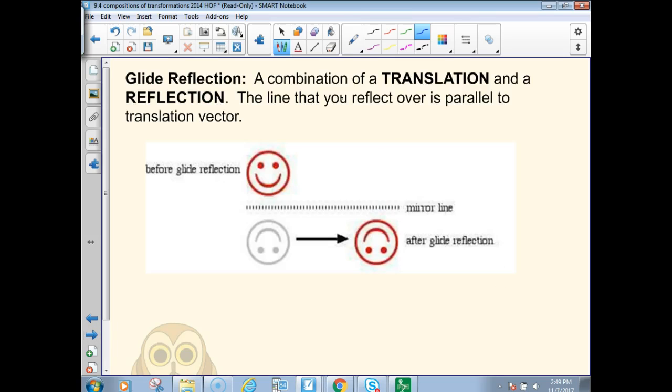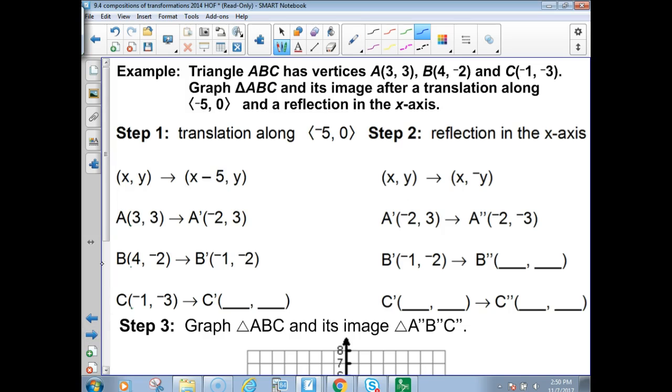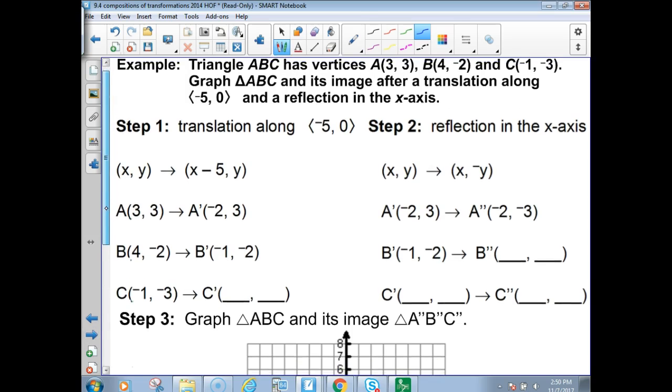Okay. A combination of a translation and a reflection, where the line that you reflect over is parallel to the translation vector, is called a glide reflection. So this is an example of a glide reflection because the little happy face and the vector, this is a slide of the figure, and the reflection line are both horizontal, they're both going the same direction. That results in a glide reflection. We're going to try one.